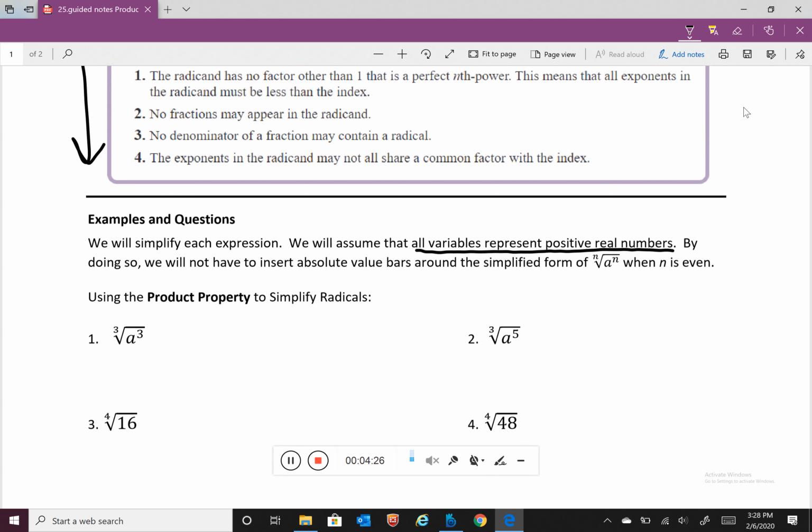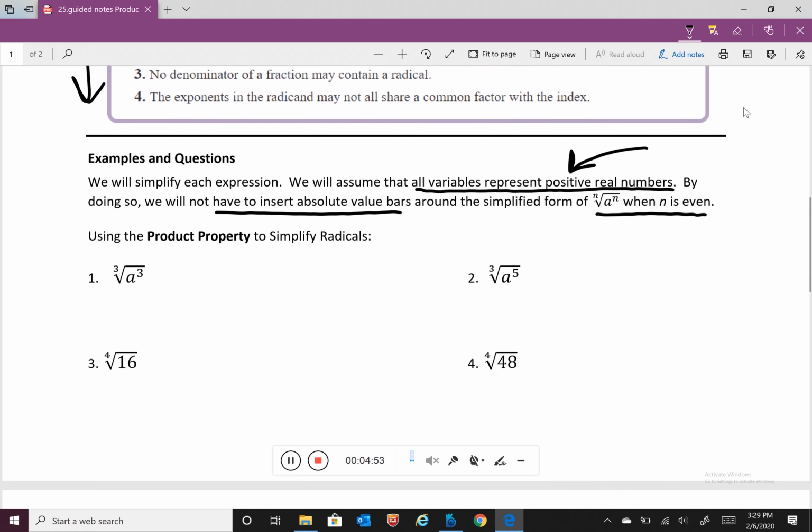And by doing so, we will not have to insert absolute value bars around the simplified form of the nth root of a to the nth power when n is even. So we're not going to worry about that because we're going to say that all of our variables have to be positive. So problems 1 and 2, we're going to use the product property here, and they go together.